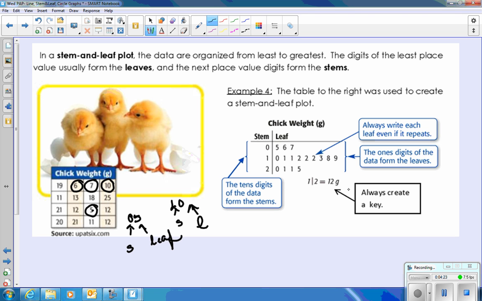So this is what we call a key. You're always going to want to create that. This tells you the stem, and this tells you the leaf, and it's telling you that that together represents 12. So it's telling you those place values. Remember to always write a leaf, even if it repeats. The 1's digit of this data forms your leaves, and the 10's digits forms your stems.